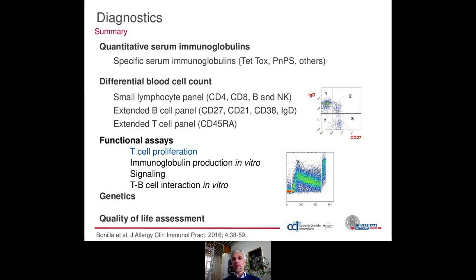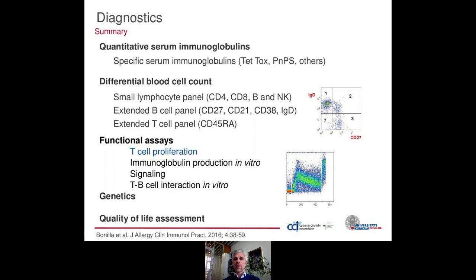Then there's obviously a differential blood count, but you need to do further workup. The small lymphocyte panel helps you to do the distinction to combined immunodeficiencies, especially in regard to the T cells, but also in some patients to possible forms of agammaglobulinemia with absent B cells.